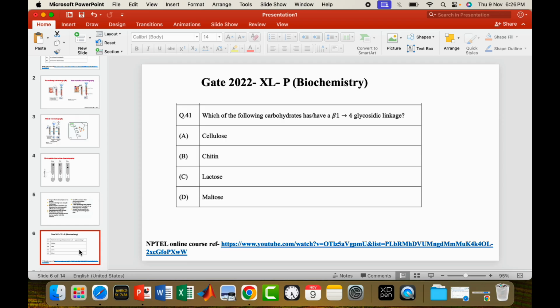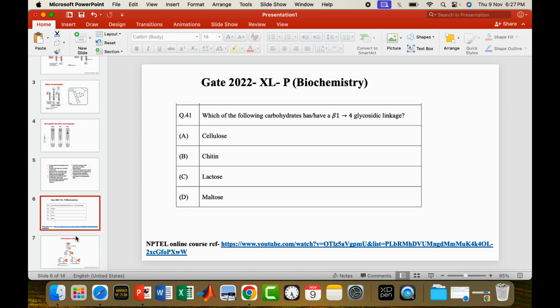So this is GATE 2022 Life Sciences, Section P Biochemistry, question number 41. Which of the following carbohydrates have beta-1,4 glycosidic linkage? The options are A cellulose, B chitin, C lactose and D maltose. This is the NPTEL online course reference for this question.